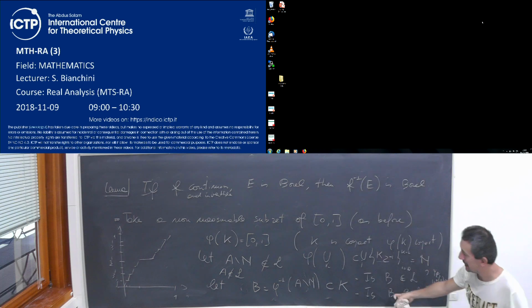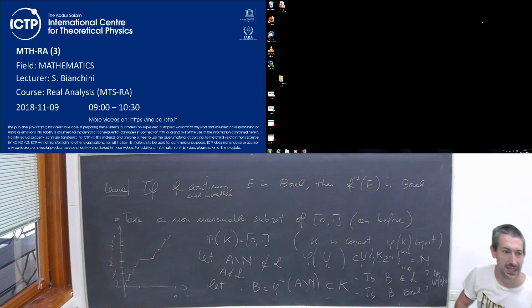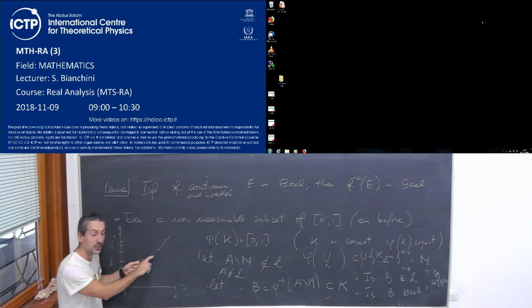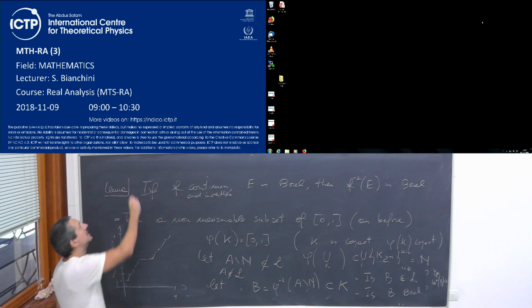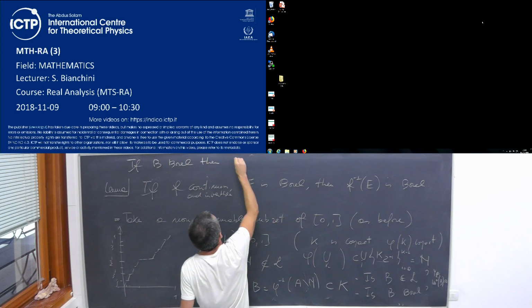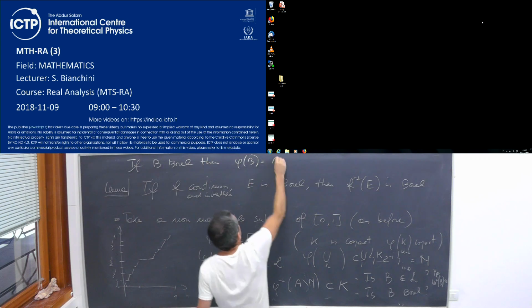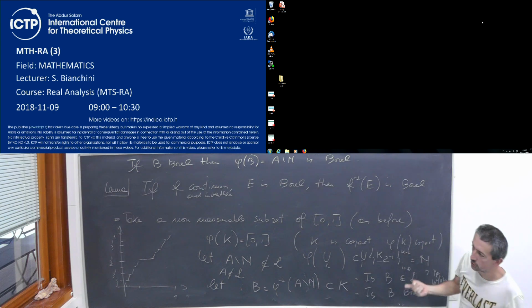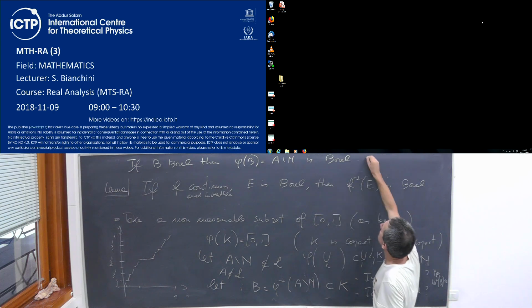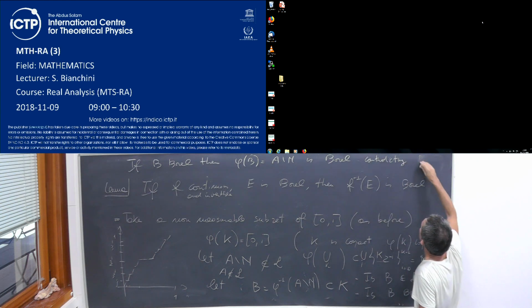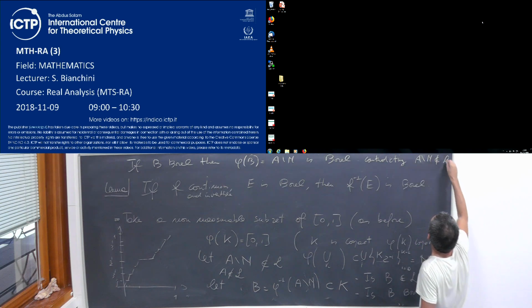Okay, if B is Borel, the image should be a Borel set. Here I'm using the fact that I should use F here in order to avoid these intervals. But this is a contradiction because it's not even in L. Contradicting: the image of B, A minus N, is not in L.